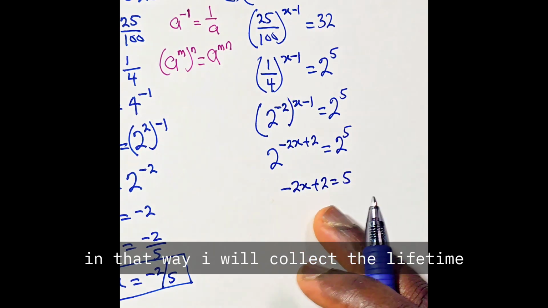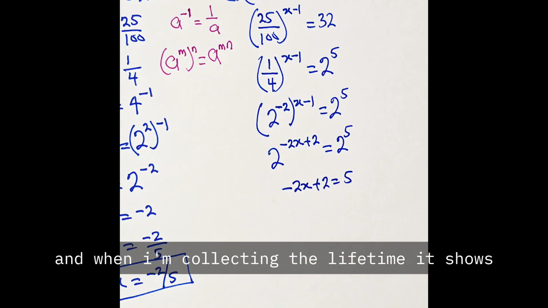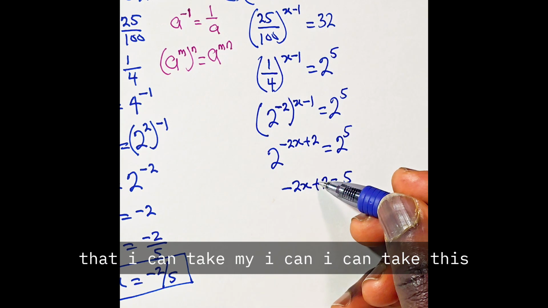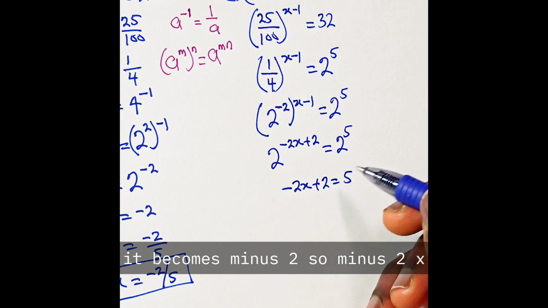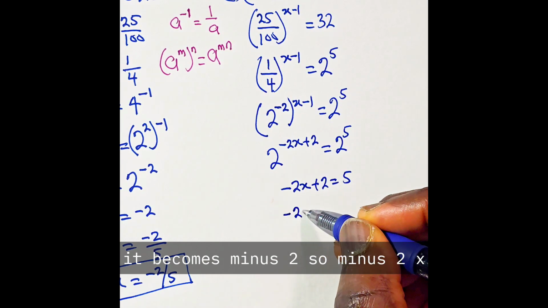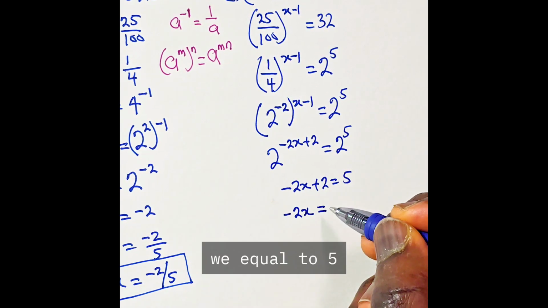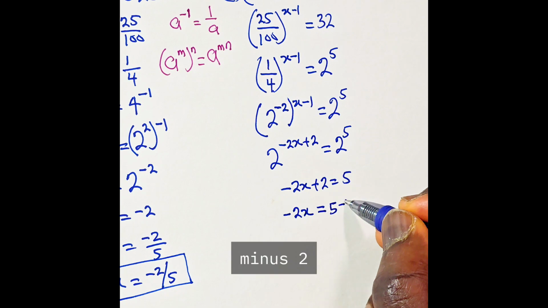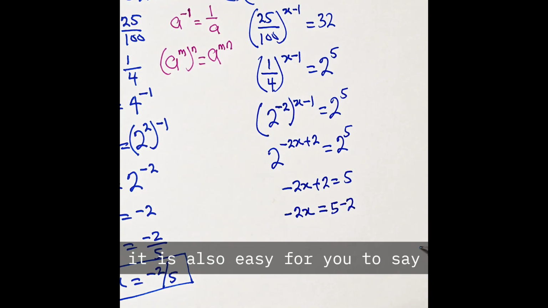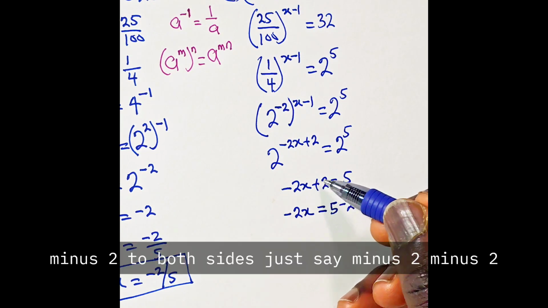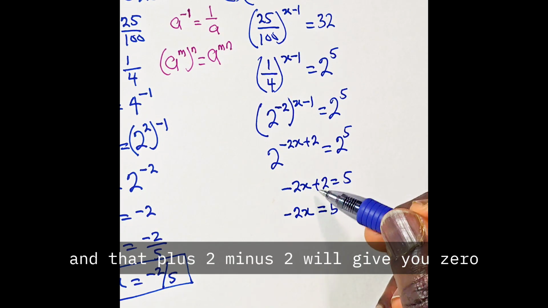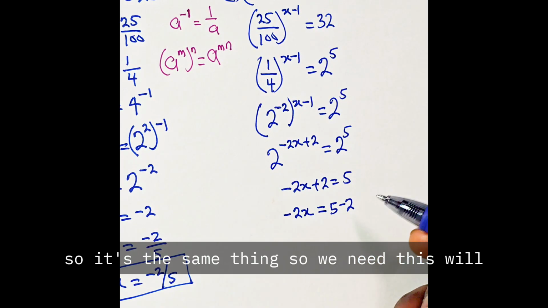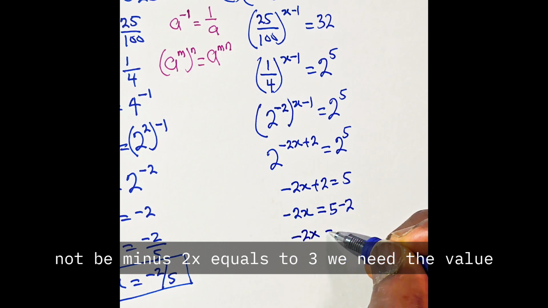In that way, I will collect the like terms, and when I'm collecting the like terms, I can take this plus 2 to the other side. When I take plus 2 to the other side, it becomes minus 2. So minus 2x will equal 5 minus 2. It is also easy to say minus 2 to both sides: plus 2 minus 2 will give you 0, so it's still the same thing. So this will now be minus 2x equals 3.